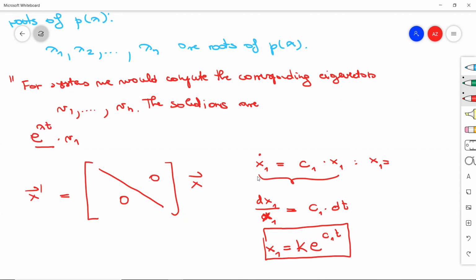Instead of the vector whose only non-zero coordinate is in the first place, we take this vector v1. So the solutions to the system would be e to lambda 1 t v1, then e to lambda 2 t v2, and so on, e to lambda n t vn. This would be the solutions to the system.